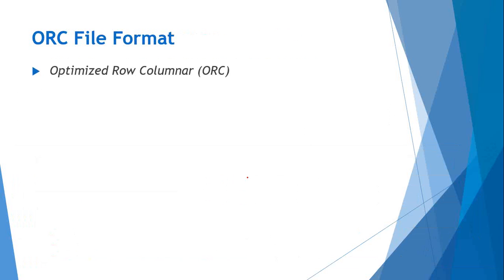ORC. ORC is a step ahead of RC. It is optimized row columnar. So RC was row columnar, and ORC is optimized row columnar. How is that helpful?